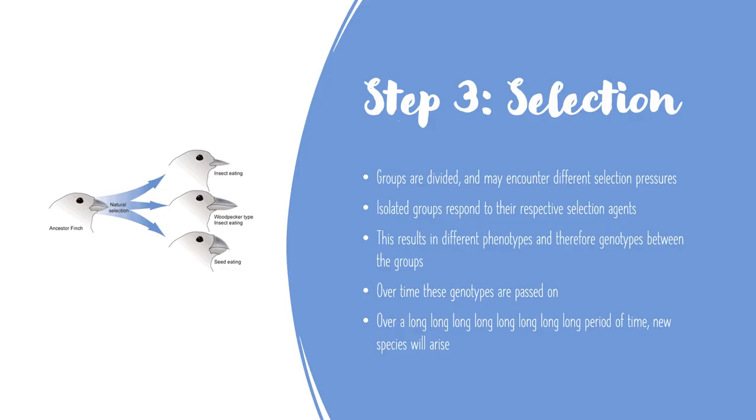So once the new population has been isolated and we start to accumulate mutations and genetic variants within that population separated from the original one, of course, now we have new selection pressures acting and we get natural selection. The groups are divided and may encounter different selection pressures on one side of that divide to the other. So the isolated groups respond differently to their respective selection agents. We get accumulation of different phenotypes and genotypes. Over time, the gene frequency changes and these genotypes are passed on in one population and not the other.